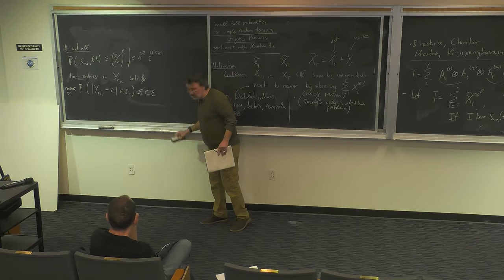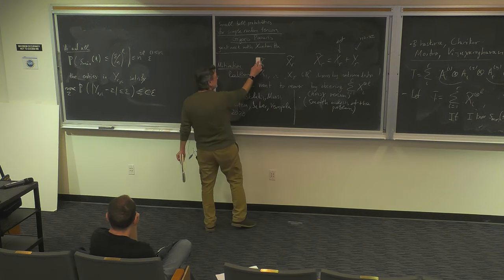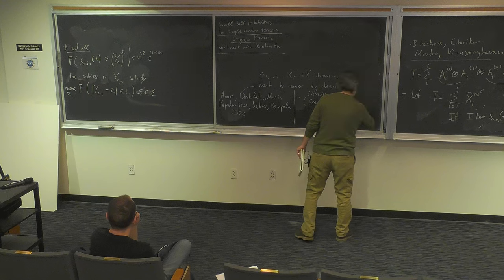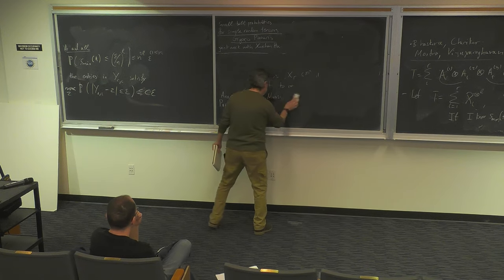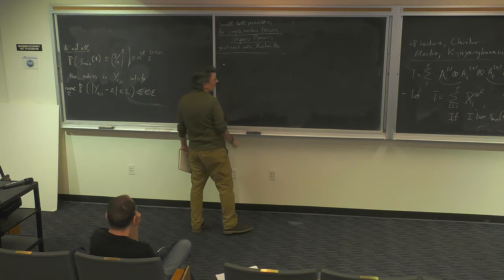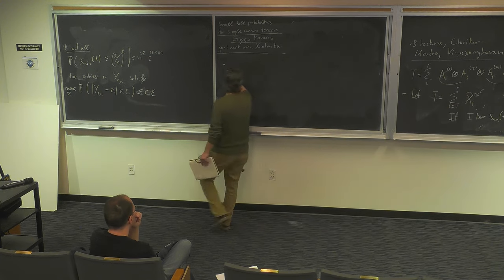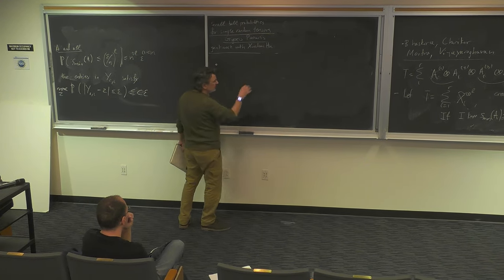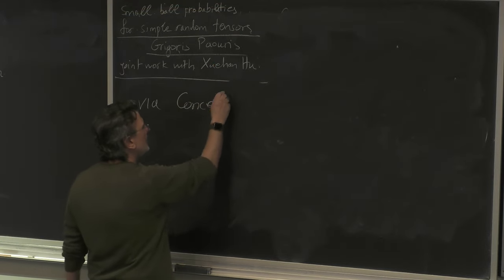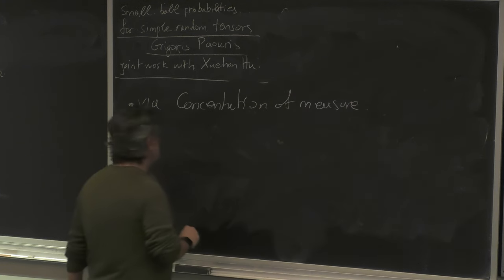And then there were also different efforts from several people, in order to give an answer to this small ball probability. So how to attack this problem? One way to prove small ball probability is via concentration of measure. So what is concentration of measure?